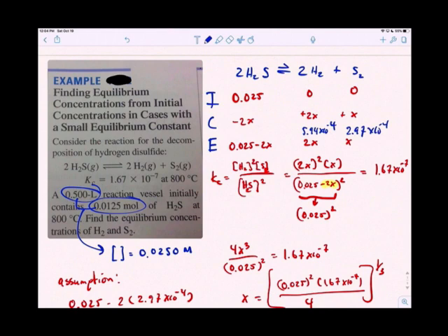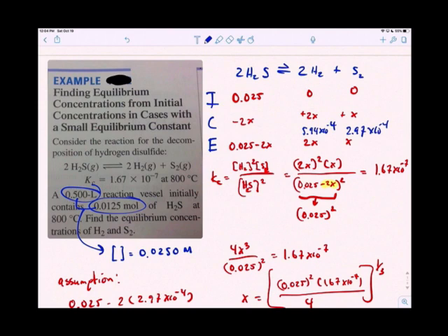So we set up our ICE chart, initial, change, equilibrium. Initially we have 0.025 molar hydrogen sulfide. We have no hydrogen, we have no sulfur. So that means we shift to the right, towards products. We lose 2 extent of reaction of hydrogen sulfide. We gain 2 of hydrogen, we gain 1 of sulfur. That means our equilibrium concentration of hydrogen sulfide is 0.025 minus 2 times the extent of reaction. Hydrogen is 2 times the extent of reaction. Sulfur is the extent of reaction.